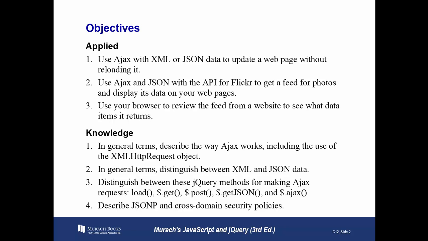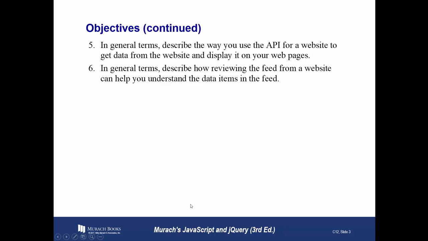Our knowledge objectives: number 1, in general terms, describe the way Ajax works, including the use of the XMLHttpRequest object. Number 2, in general terms, distinguish between XML and JSON data. Number 3, distinguish between the following jQuery methods for making Ajax requests: load, $get, $post, $getJSON, and $ajax. Number 4, describe JSONP and cross-domain security policies.